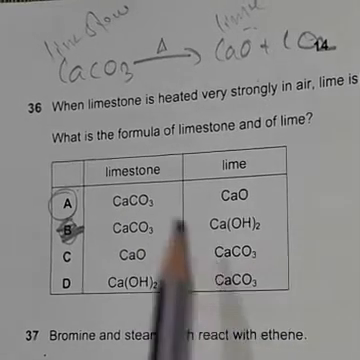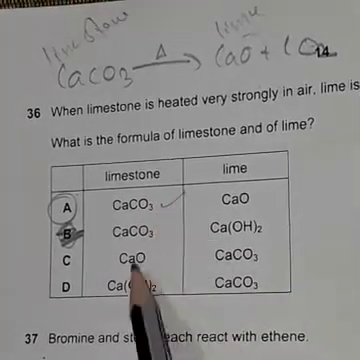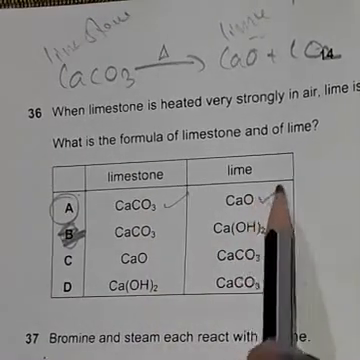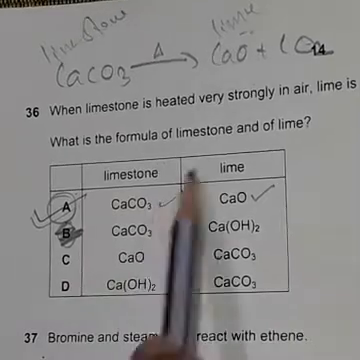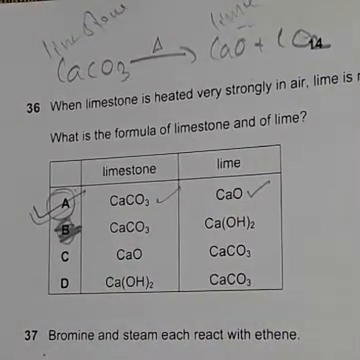So here limestone is CaCO3 and lime is CaO. This is the correct answer. Limestone is calcium carbonate, lime is calcium oxide. Clear?